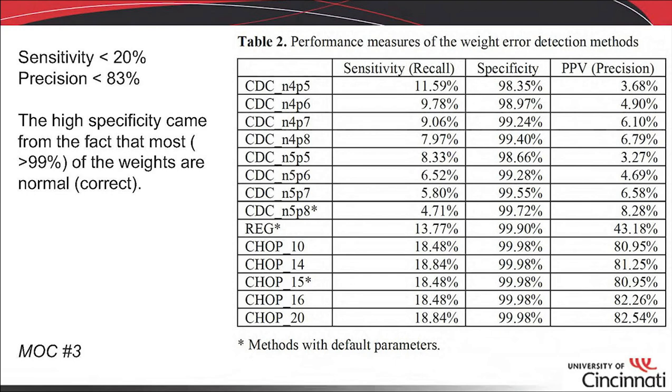But CHOP gets the best recall, close to 20%, but it's still not enough. If you want to build a decision support based on this, I guarantee you, one day later, it's going to be alert fatigue. So there's definitely room to work on this.